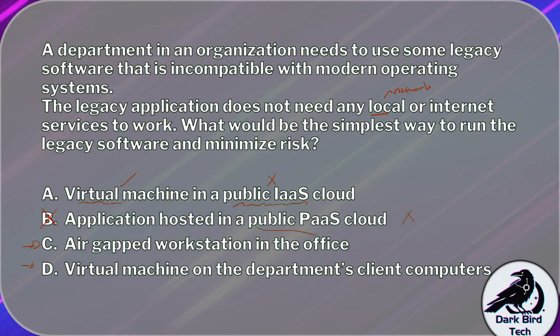Running stuff in a public cloud, you do give up control. So of the two, the virtual machine would probably be the simplest way to get the old application running, because you can install whatever operating system you need into that VM. And when you don't need it, the VM can shut down, be turned off, and that minimizes risk as well. So that's a decent option, but in a more extreme scenario, air gapping would be my second best choice.